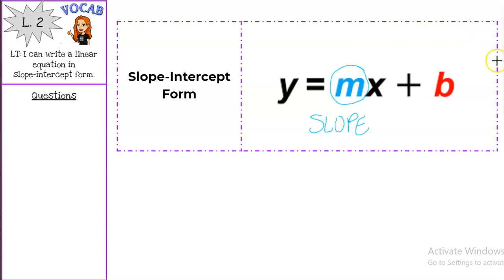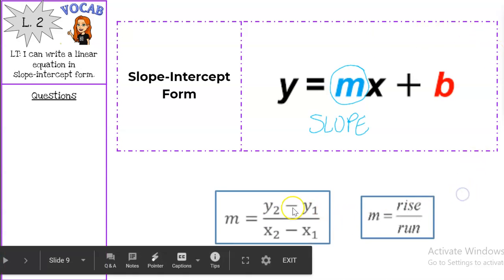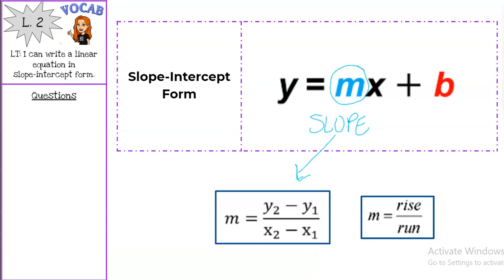And remember, we have those different ways we can find slope. We have our slope formula, which we talked about last lesson, and then we have our rise over run, which is how we find it from a graph, which we talked about in our last unit. That was in unit 2.